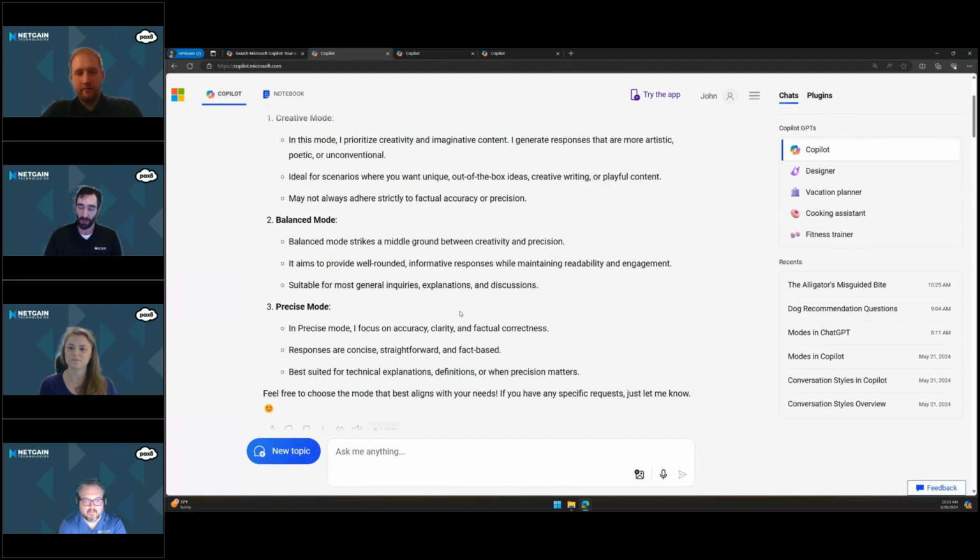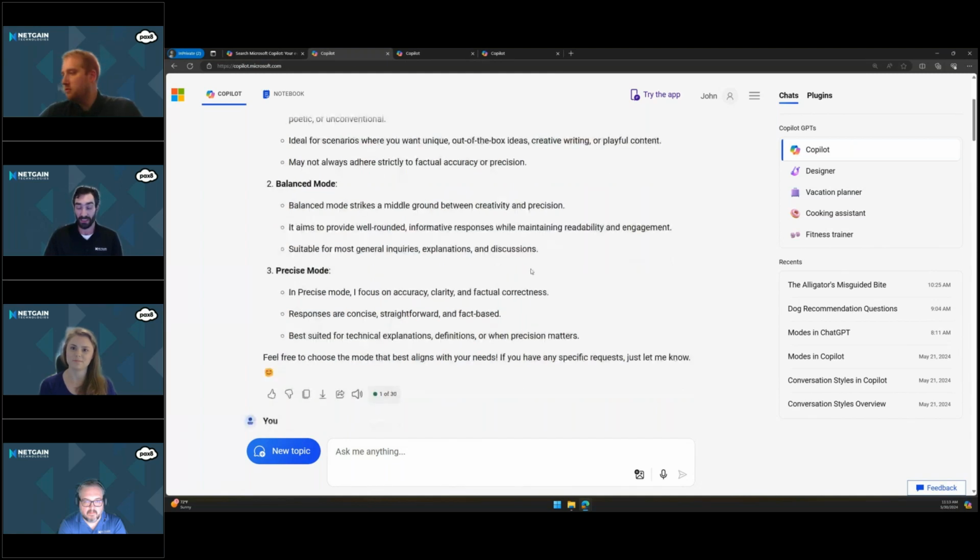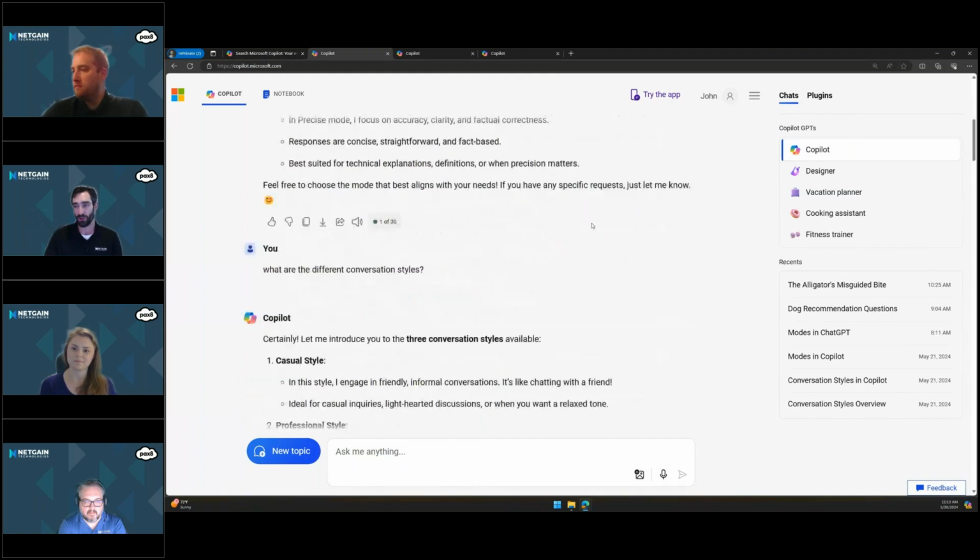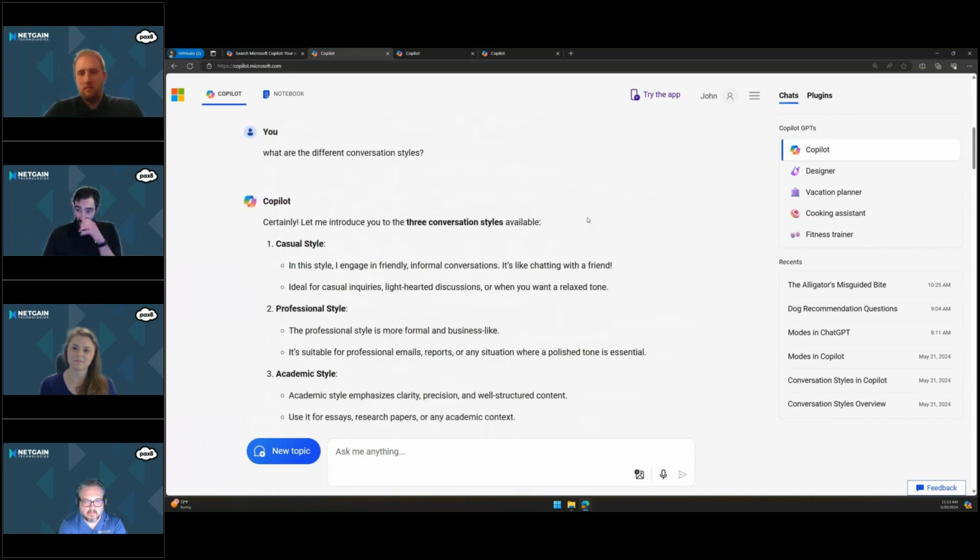So if we ask one question to a creative person, they may give us a magical response and relate it to flying carpets, something like that. And if we ask a precise person, they may hit us with just that direct answer. So let's continue on with it. Now if we talk about some of the styles within here.